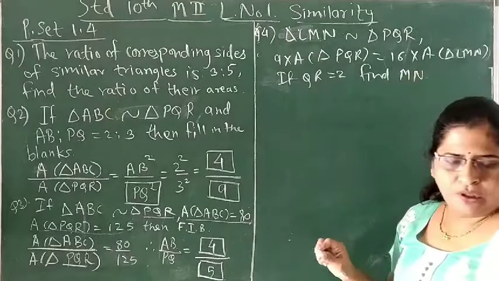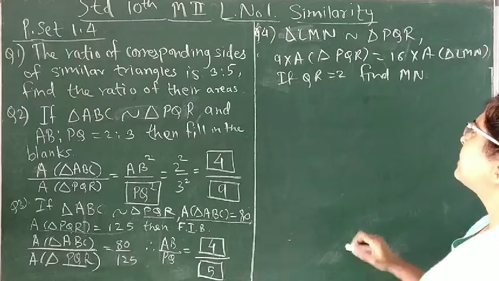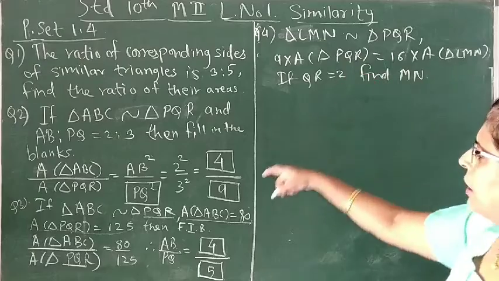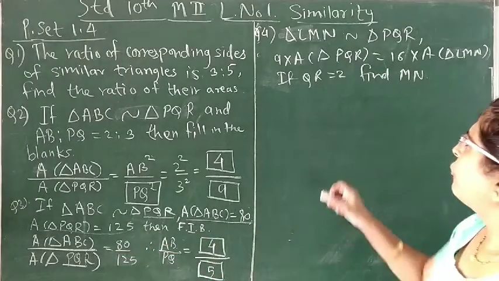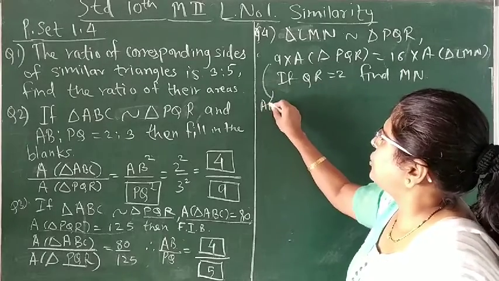Now this question looks different, because we don't get either its area or its ratio directly. But from this statement we can get its ratio. How?